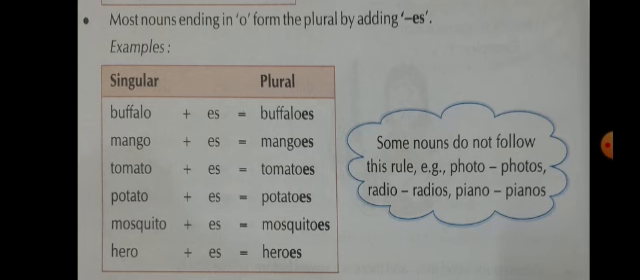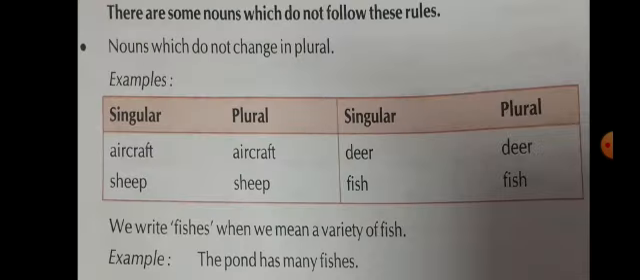Some nouns do not follow this rule. For example, photo, photos, we did not add es in the last. Just be careful about these particular words. Photo, radio, piano, they have O in the last, but they do not follow this rule that if we have O in the last, we will add es. So, these are some special words you must remember. There are some nouns which do not follow these rules. So, we have learnt about many rules and let us learn about some nouns which do not follow these rules.